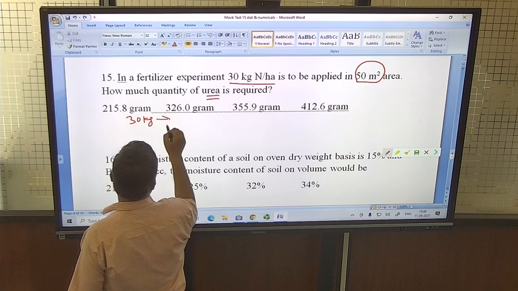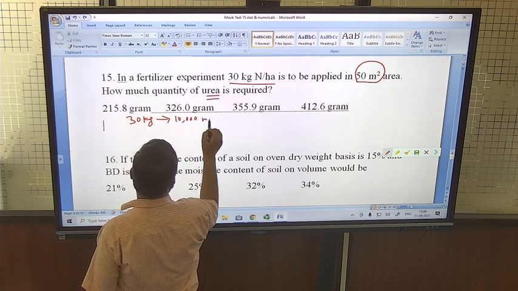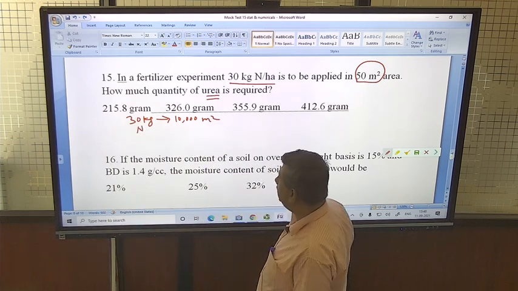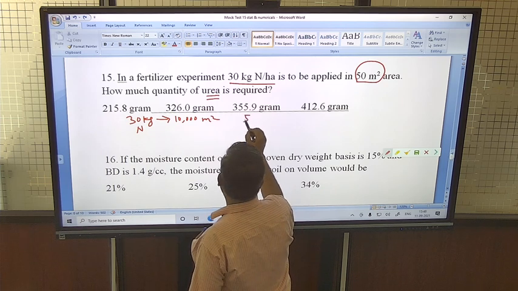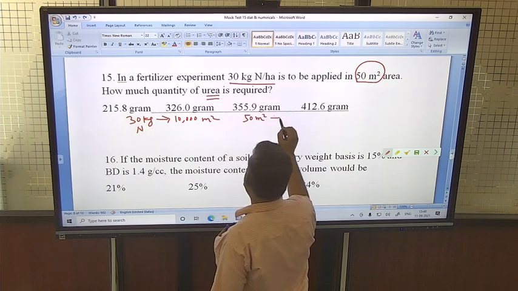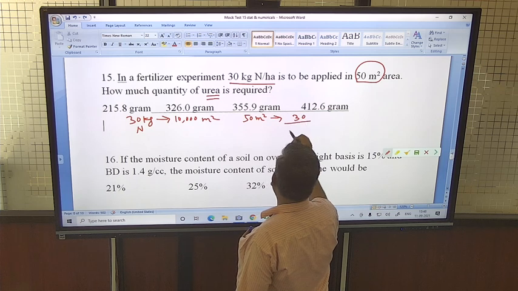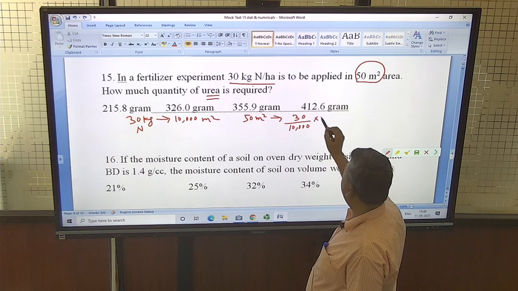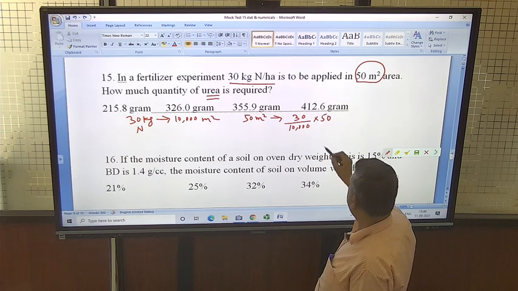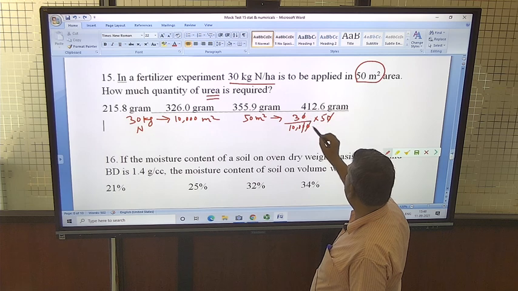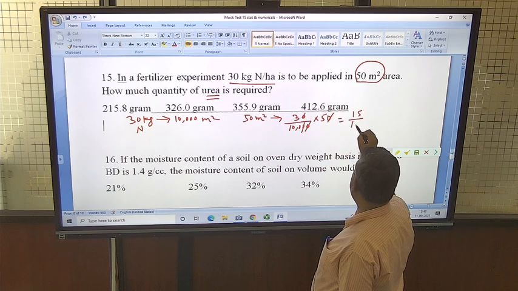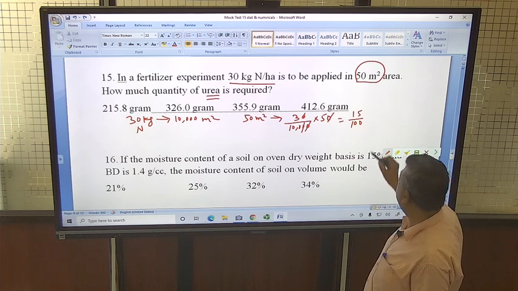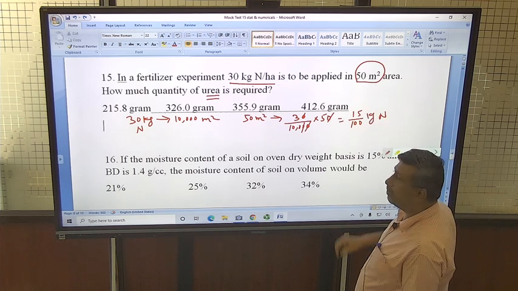30 kg nitrogen is required in 10,000 square meter. 1 hectare is equal to 10,000 square meter. So it means in 50 square meter area, how much nitrogen is required? 30 divided by 10,000 into 50. So it is 15 upon 100. This is the amount of nitrogen.